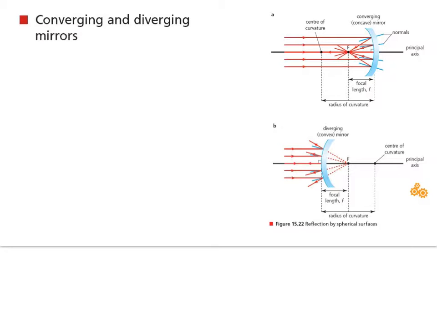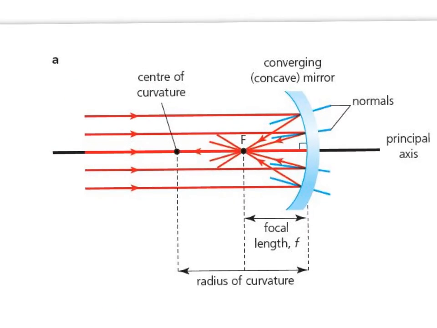Let's see what happens to light in each of these mirrors more closely. If we have a look at this concave or converging mirror, what's happening is that the rays hit the surface of the mirror. If we have a look at this particular ray, if we draw a tangent and then a normal at 90 degrees to that tangent, like this line here, we'll see that that reflection takes place towards the focal point, which is here.